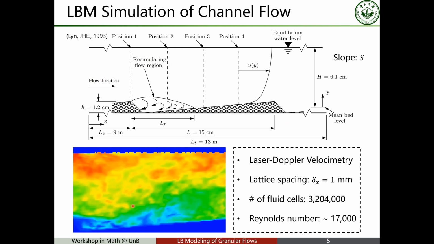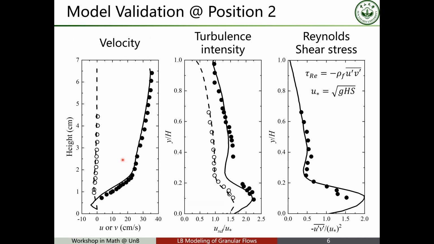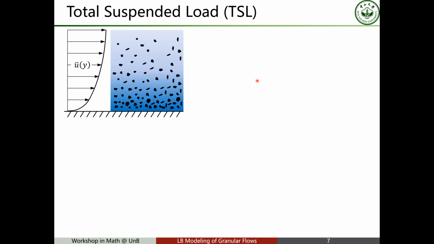So this section is from the streamwise direction and bed normal direction. We can validate our LBM simulations by comparing the numerical results to the experimental measurements. And you can see that both the first order velocity and the second order turbulence intensity and the shear stress, they agree with the experimental data very well.